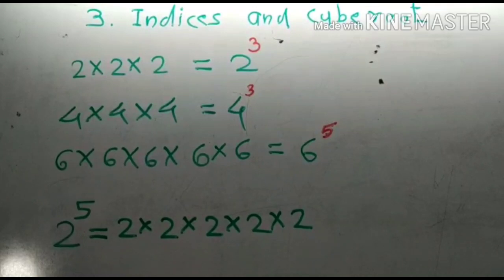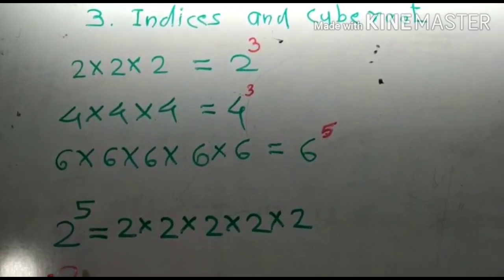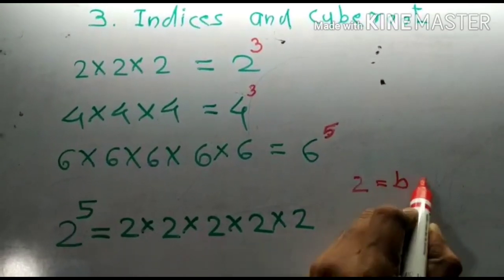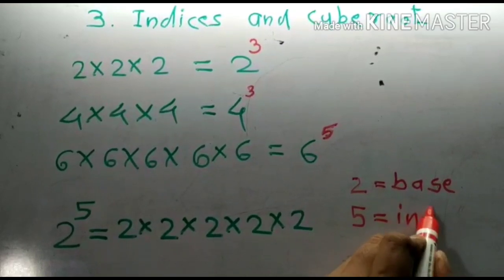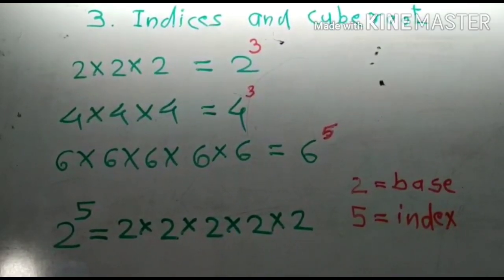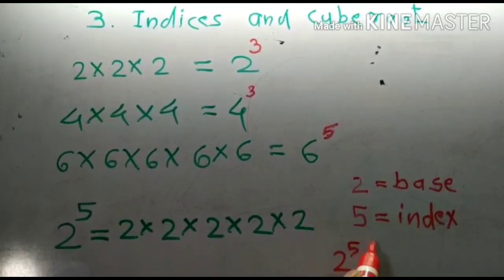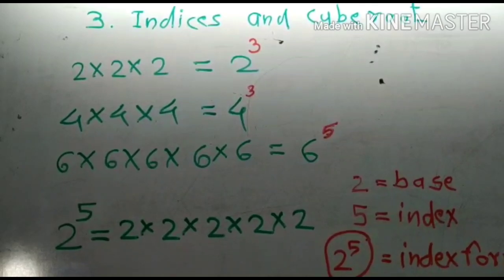Here 2 is the base. We call 2 the base, and 5 is the index. And 2 raised to 5 is the index form. Total 2 raised to 5, this is known as index form. We call it an index form.